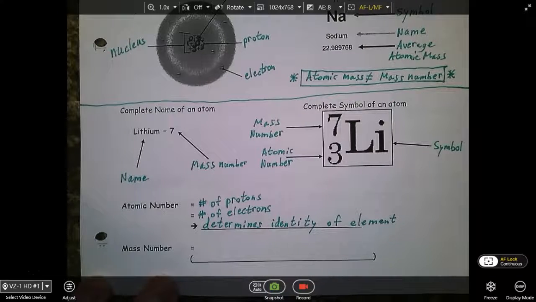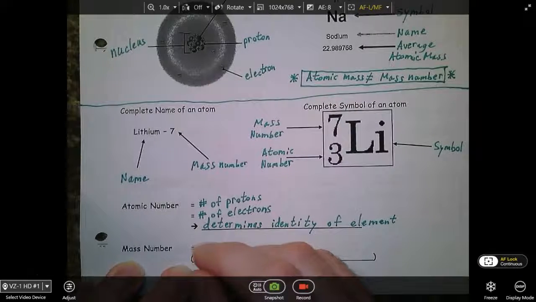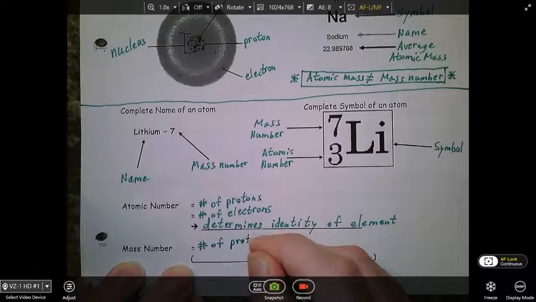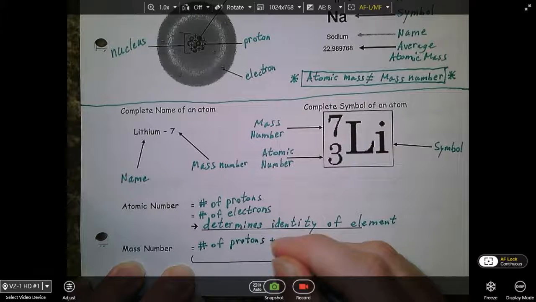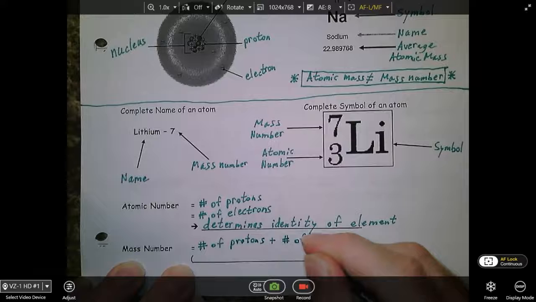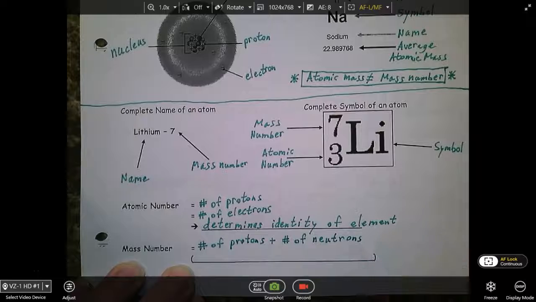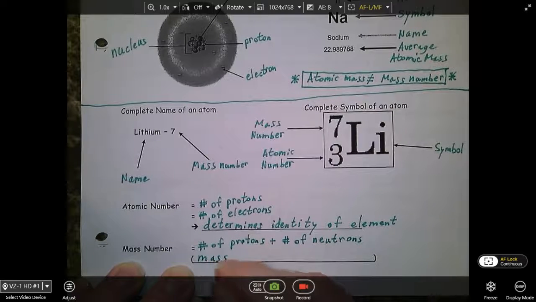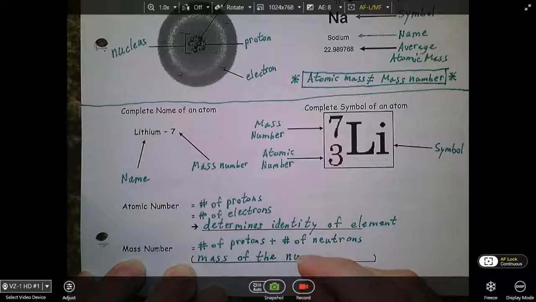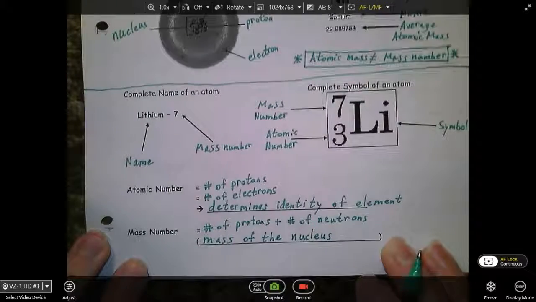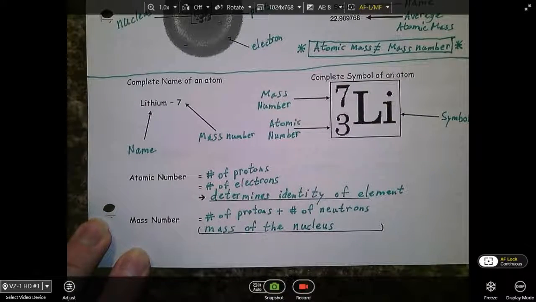Now the mass number is different. The mass number can change. Mass number is the number of protons plus the number of neutrons. It is actually the mass of the nucleus. And it's a really useful thing to look at. The mass of the nucleus is protons plus neutrons.